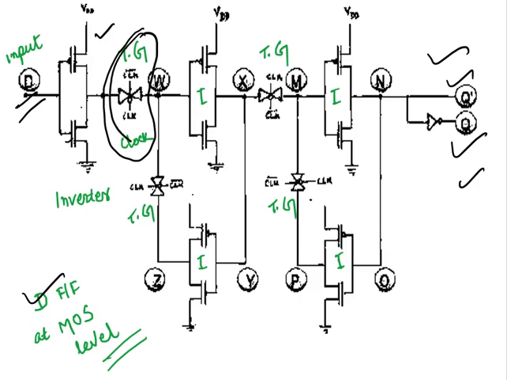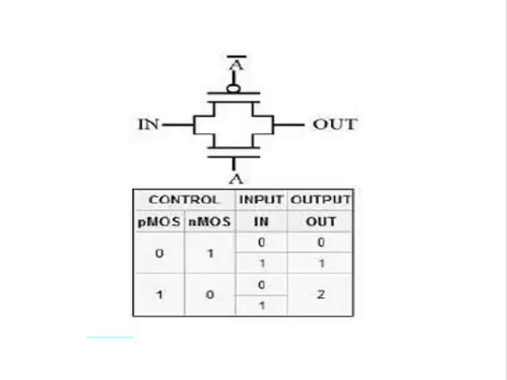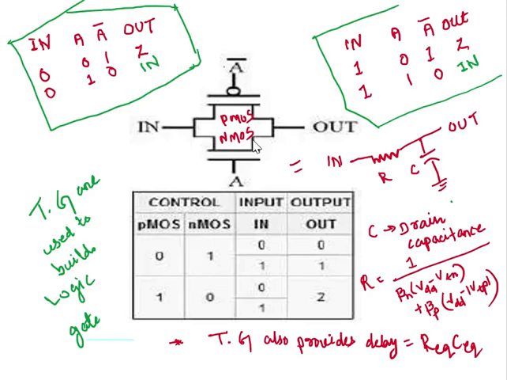How does this transmission gate work? This is how a transmission gate looks like. It is made up of one NMOS and one PMOS. It has one input, one output, then two control signals, A and A bar. Actually, transmission gates are used to build logic gates in digital circuits, which you have to remember. This A and A bar are control signals.